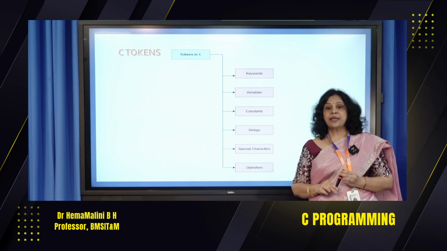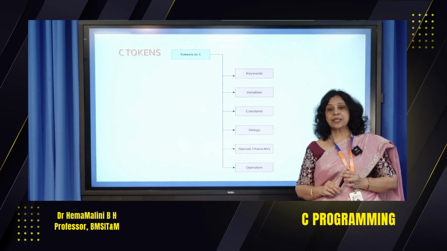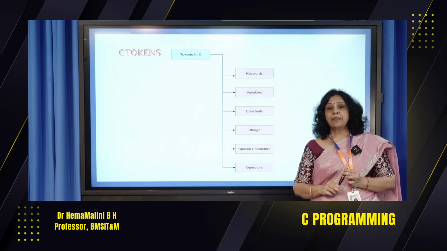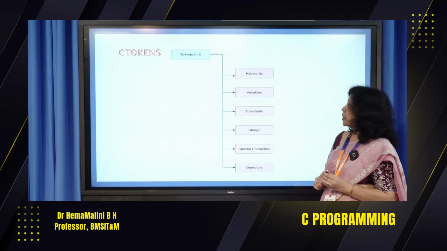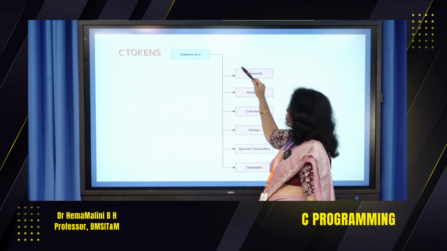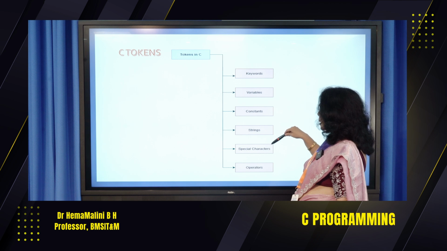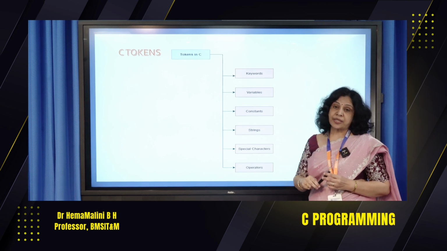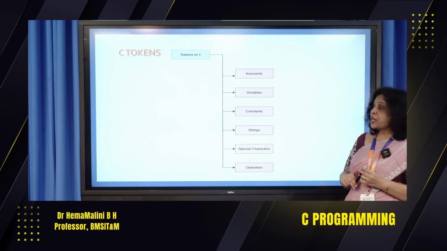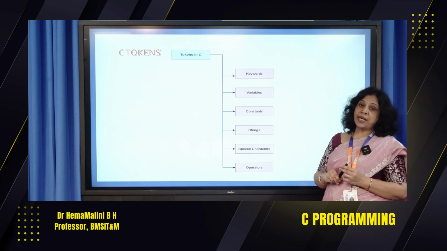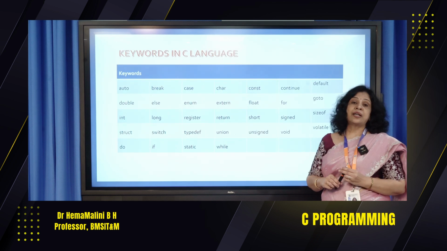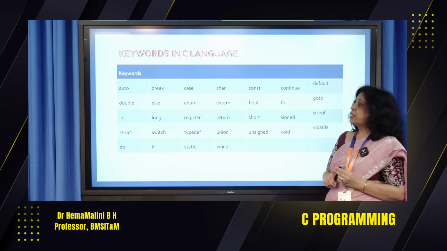Now let's see what C tokens are. C tokens are the basic components of a C program. The tokens in C are keywords, variables, constants, strings, special characters and operators. So this is how the tokens in C are segregated. There are 32 keywords in the C language. Let's see them one by one.